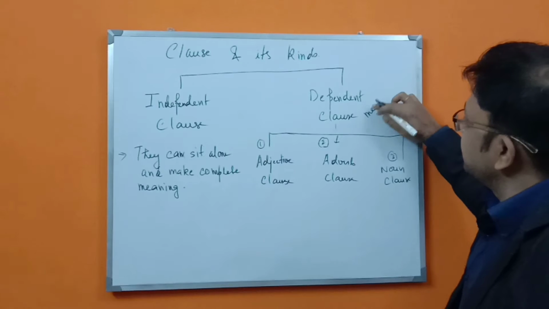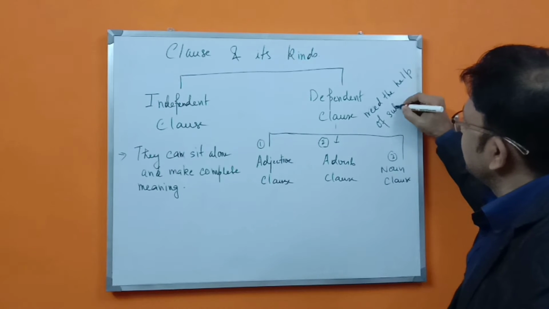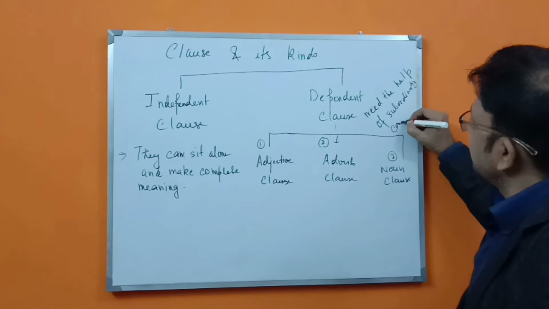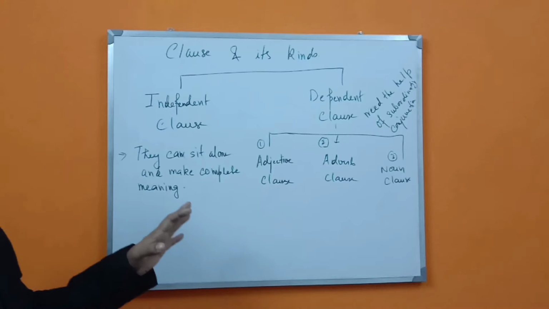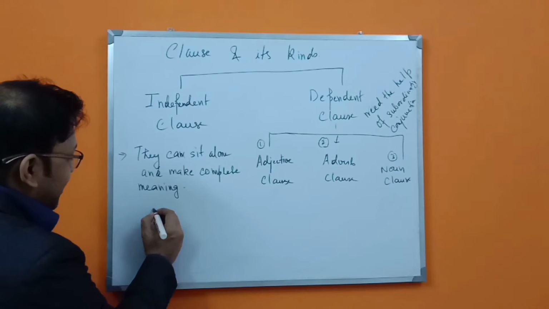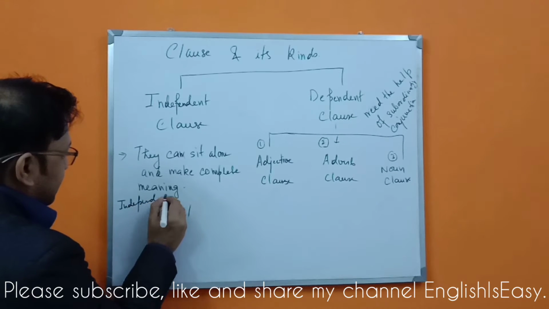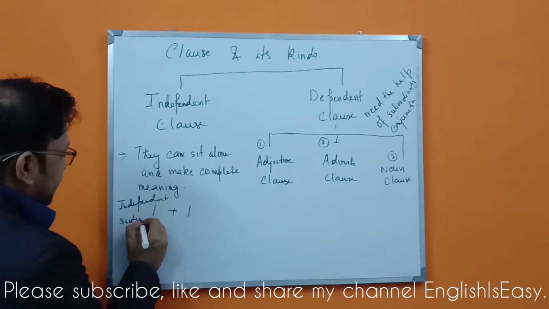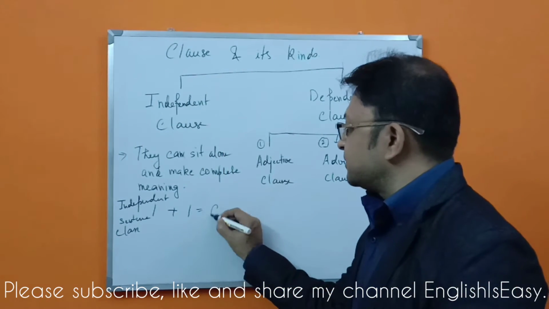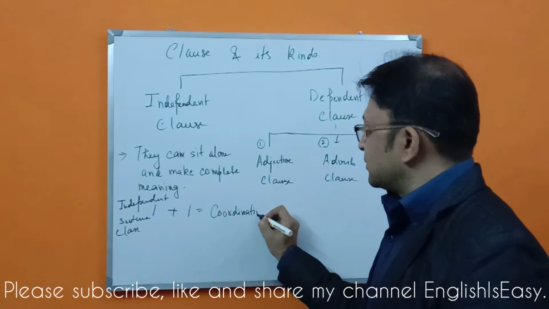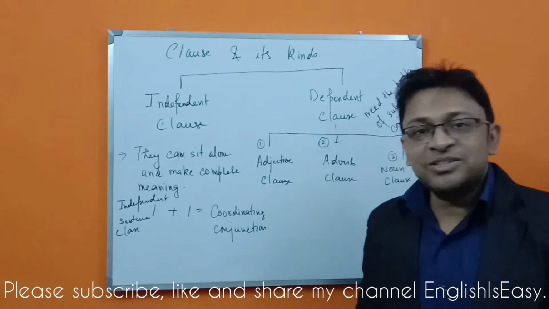They need the help of a subordinating conjunction. But these independent clauses, they never need any help. But they can join one plus one, both of the independent sentences or clauses into one by using what? By using coordinating conjunction. So now we have to know what are these coordinating conjunctions.